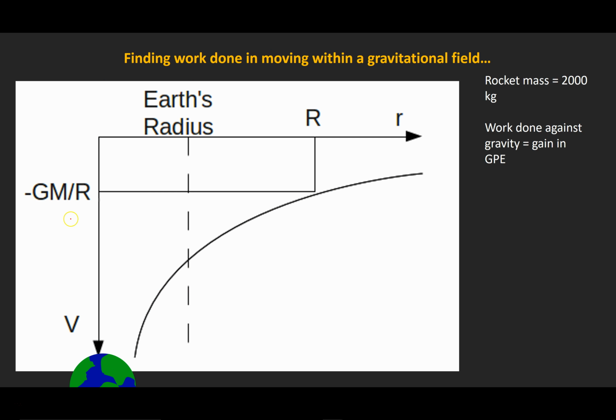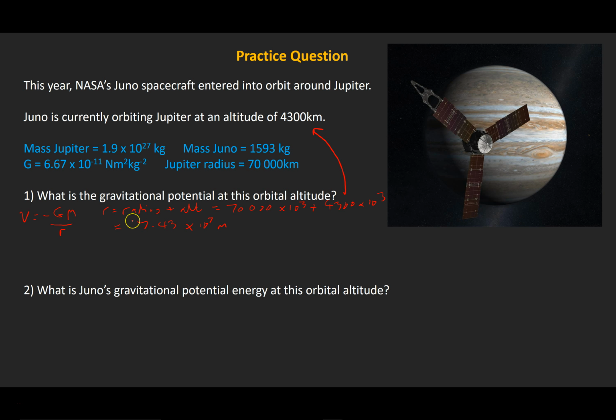Now we just stick that into our equation, over here. V is equal to minus 6.67 times 10 to the minus 11 times the mass of Jupiter, which is 1.9 times 10 to the 27 kilograms, all over our radius that we've just calculated, 7.43 times 10 to the 7 metres. And that gives us a gravitational potential of 1.7 times 10 to the 9 joules per kilogram.